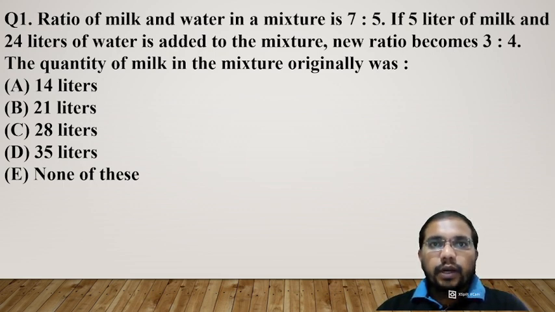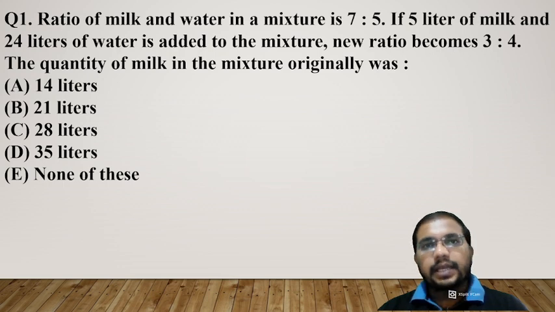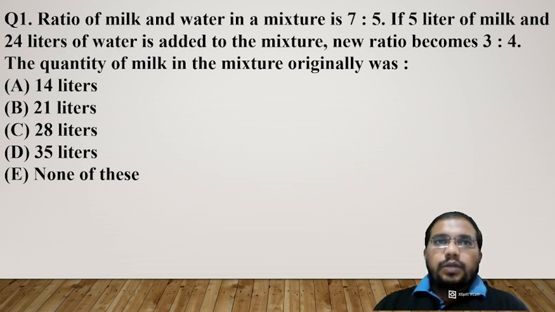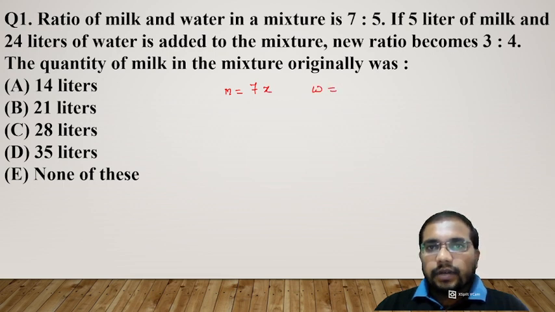ratio of milk and water in a mixture is 7:5. If 5 liters of milk and 24 liters of water is added to the mixture, then the new ratio becomes 3:4. That means milk and water ratio becomes 3:4. So let's say milk is equal to 7x, water is equal to 5x. Okay, we need to find the quantity of milk in the mixture originally. That means the 7x value you need to find out.